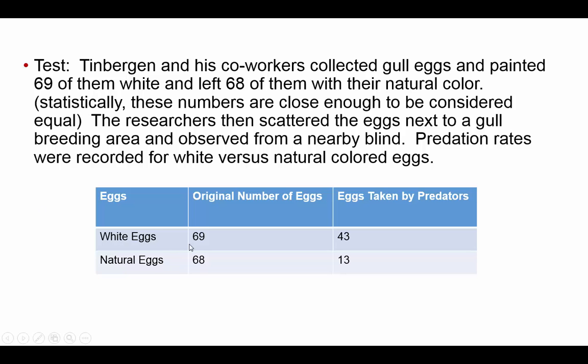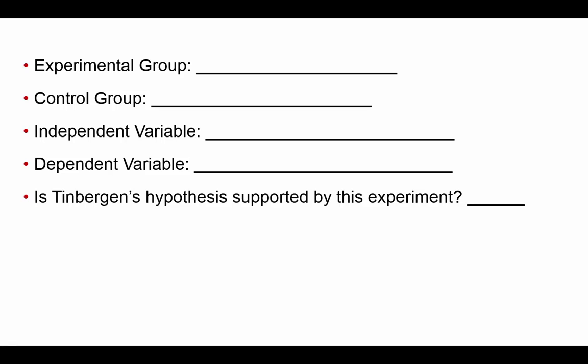So the white eggs, there were 69 of them. 43 of those were taken by predators. For the natural color eggs, there were 68 of them. Only 13 of those were taken by the predators. So given that information, take a moment to determine the experimental group, the control group, the independent variable, the dependent variable, and to determine if Tinbergen's hypothesis was supported. And we'll go over these answers in class as well.